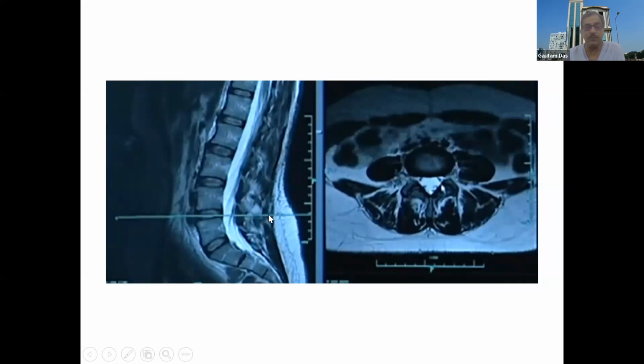This is through the L4-5 disc, and you can see the annulus very nicely, as I told you. First, tell me what is this image? T1 or T2? T2. Why? Because we are seeing the spinal CSF. CSF is white, and also you can see the nuclear material is looking white, and your annulus is looking black.